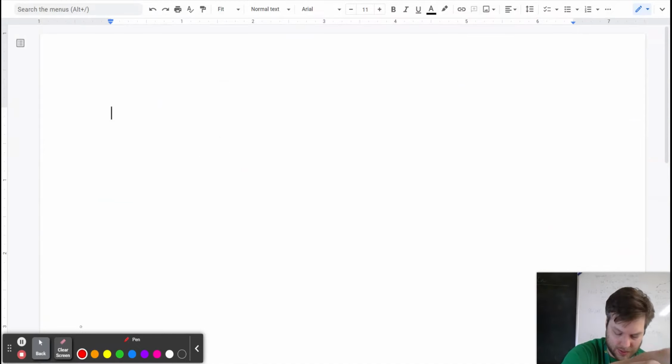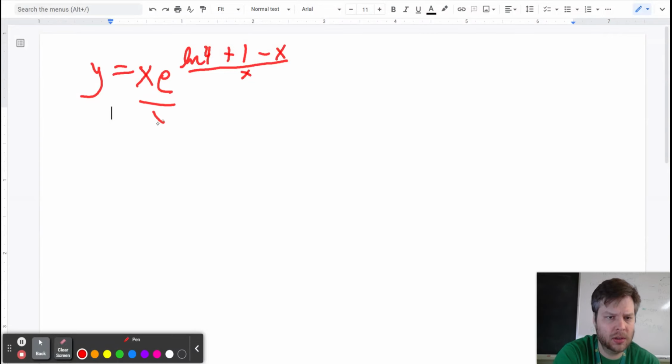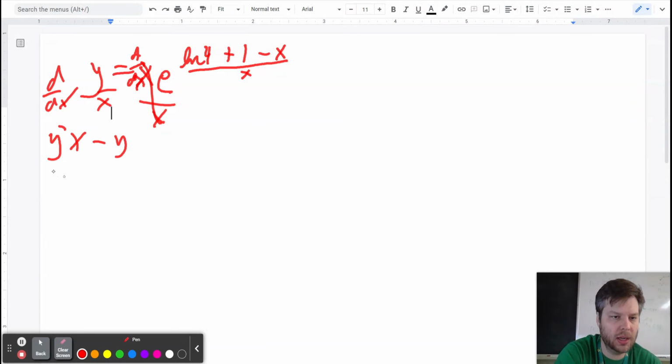In a different problem, they claim that y equals x e to the natural log of 4 plus 1 minus x over x. Sorry, the formatting is a little weird on this. That's all up in the exponent. So I'm going to try the same thing I did before. Divide by x, take the derivative of both sides.